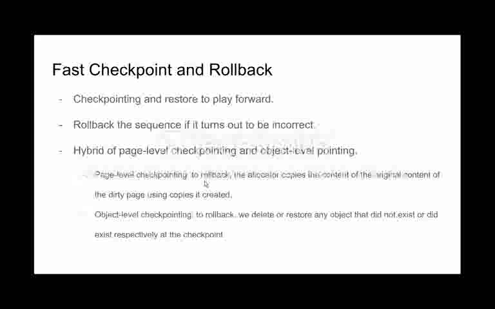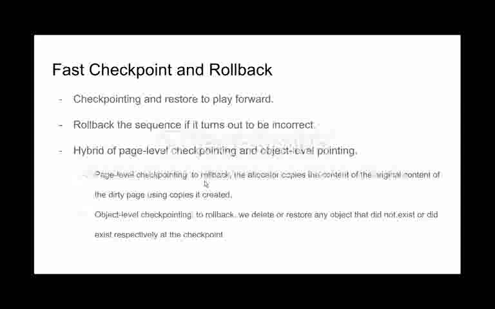Talking about rollback in page level checkpointing, when a page fault occurs, the allocator makes a copy of the page and marks it read only. Now in order to correctly roll back, the allocator copies the original content of the modified page, which we also call a dirty page, using the copies it created, and it successfully rolls back using page level checkpointing. Now let's talk about object level checkpointing.